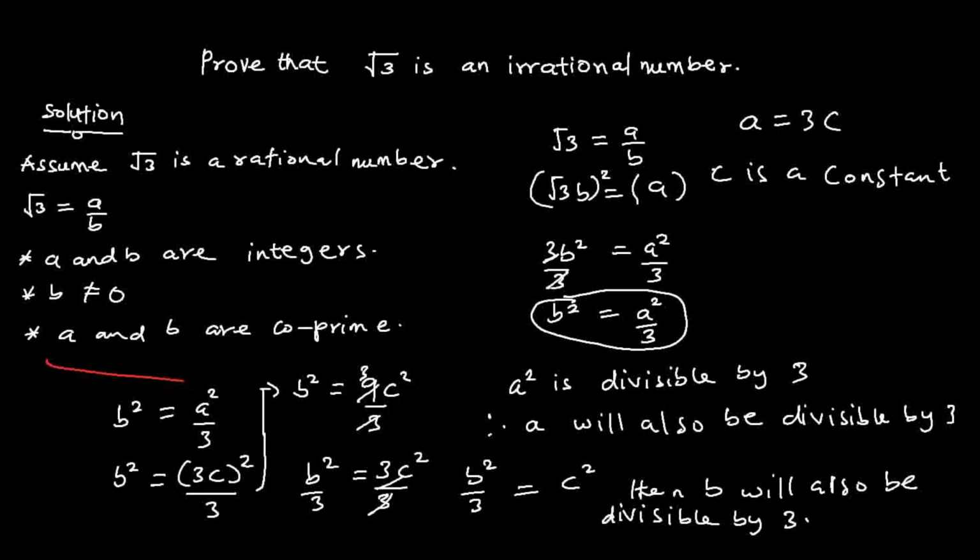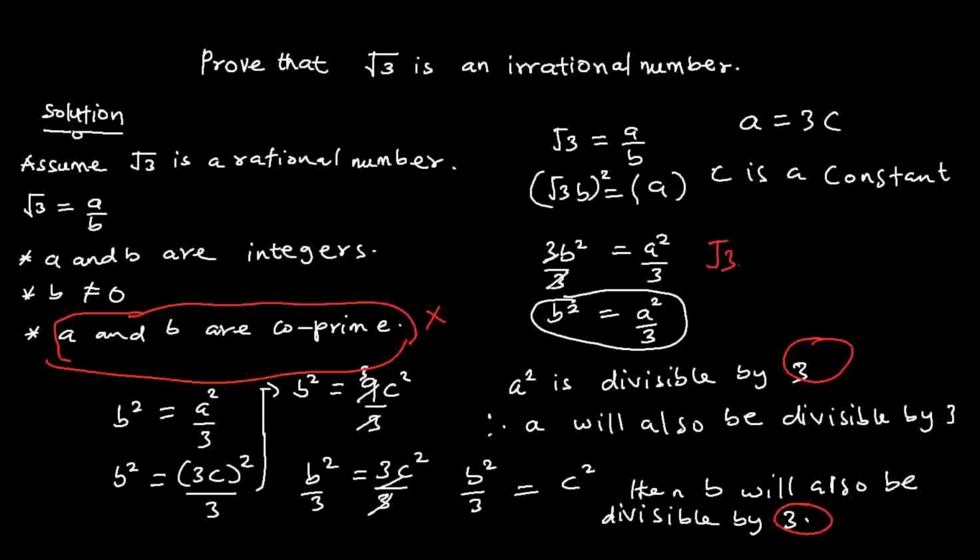So now let's go back to the conditions that we wrote down from the beginning. From this condition here, we said a and b are co-prime, which means the only number that can divide a and b is 1. But from what we've gotten here, 3 can divide a and 3 can divide b also. So therefore this condition here doesn't hold. So we therefore see that the square root of 3 is an irrational number. So that's the solution for this question.